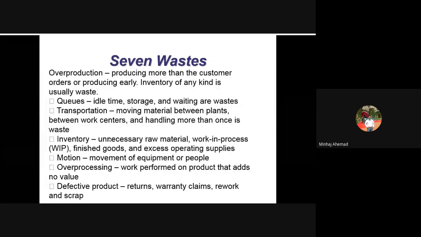Then unnecessary raw material, unnecessary work in process inventory, that is WIP, finished goods and excess operating supplies. Unnecessary motions, movement of equipment or people from one place to another which do not add any value. Overprocessing and defective products. So these are the seven wastes which are identified.